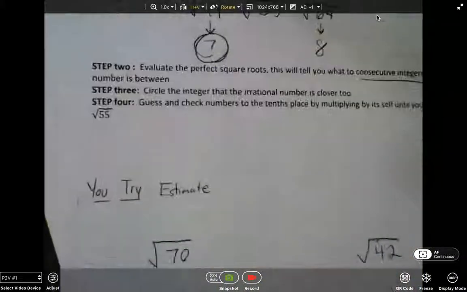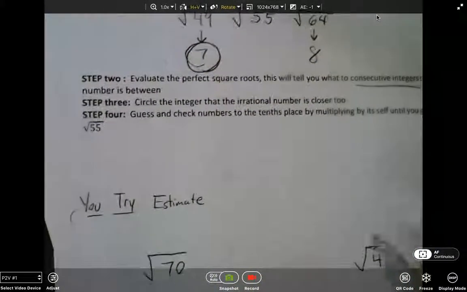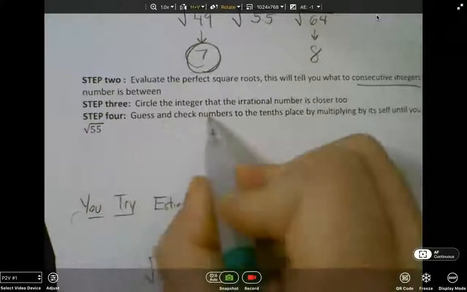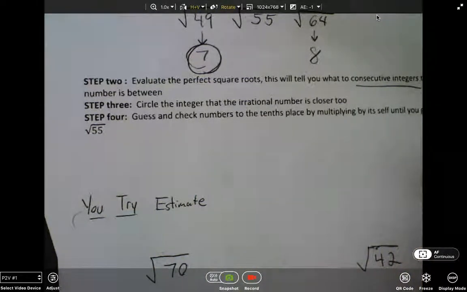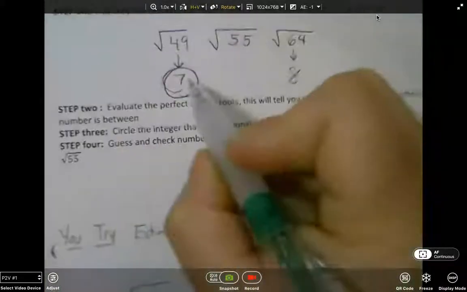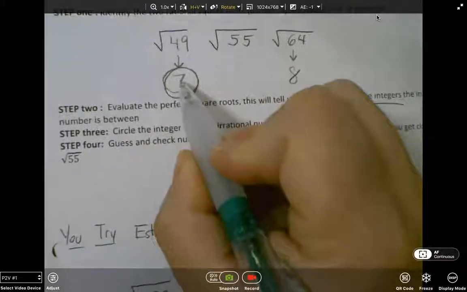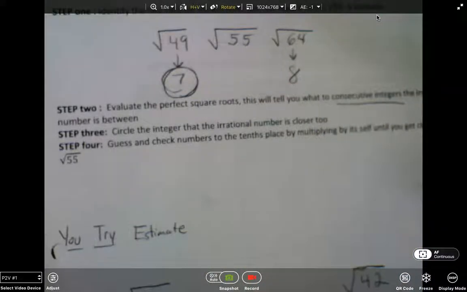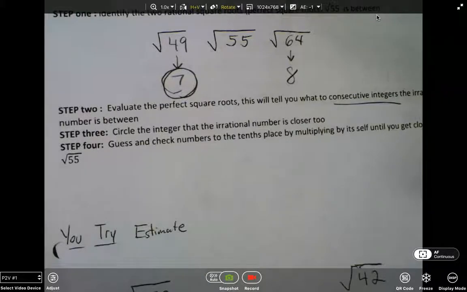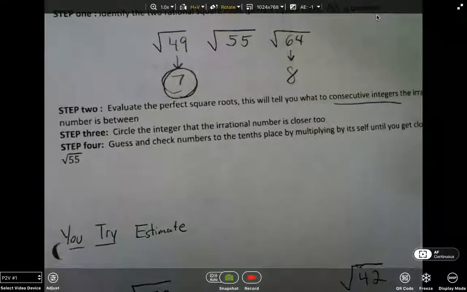So step 4 is where you have to use your multiplying. It says guess and check numbers to the tens place by multiplying by itself until you get close to the square root of 55. So I'm going to pick something that is close to 7. Let's see. Anyone in the audience think of a number that is a decimal? What do you think, young man? How about you, sir? 7.5.